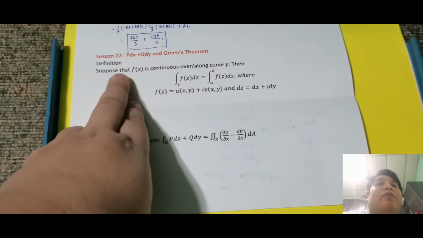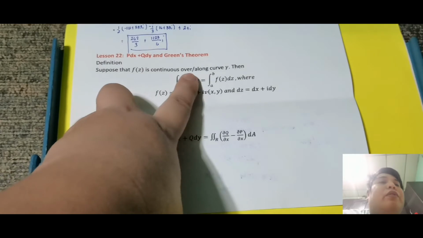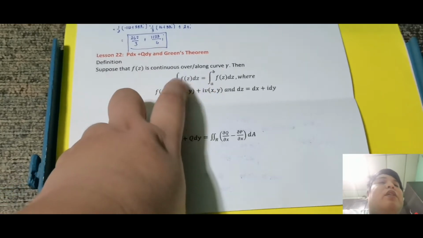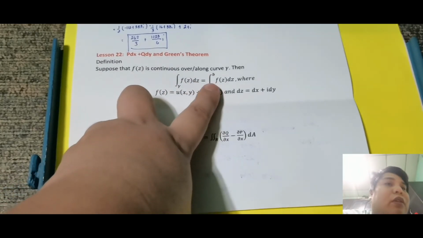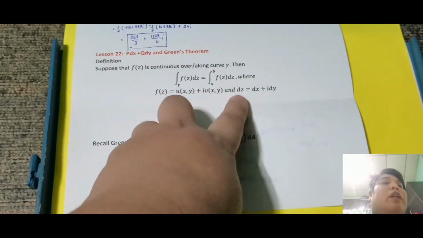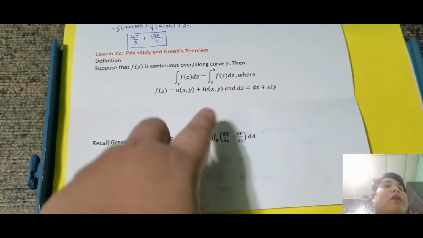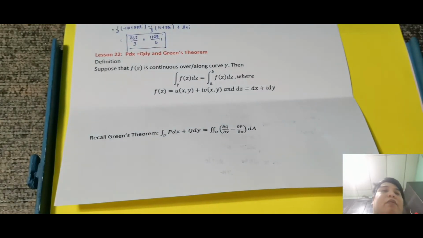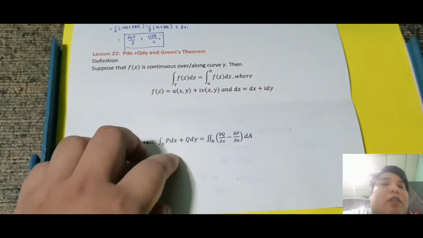Okay, so definition: suppose that f of z is continuous over a long curve gamma, then the integral of f of z dz is given. So ito na yun, alam nyo yun, where f of z is equal to u of x, y plus iv of x, y, and dz is equal to dx plus i dy. So nabanggit ko na yan. Ngayon, what is the integral pag tinransform ko dito?